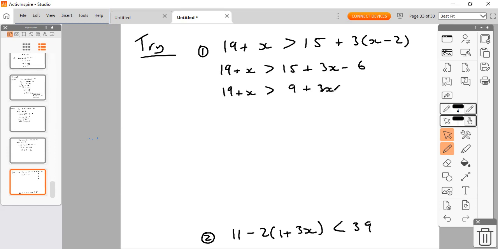Now get all your letter terms over to the left hand side, all the numerical terms over to the right. Nothing's changing with the direction until this point, when I'm taking that -2 over, the symbol flips.